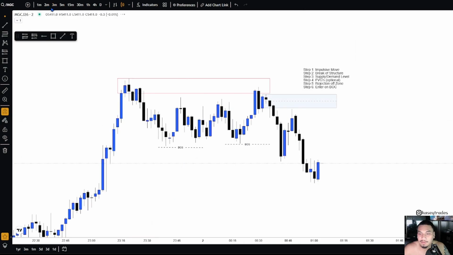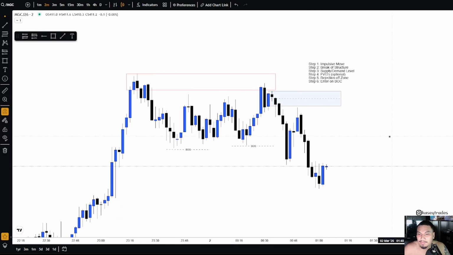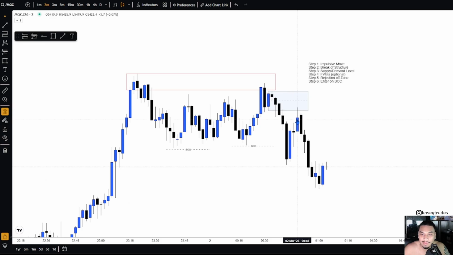So I went down to the 2-minute. And if you look at the 2-minute, you can see that the 2-minute supply is different from the 3-minute, because this is the 3-minute originally. But now that we're looking at the 2-minute, we can see that the last bullish candle before the impulsive move down, this candle right here would be our supply. So then I drag this down to the bottom of this wick on this 2-minute supply. So now that I dragged it down, I can see that price did wick into this area, close down here.